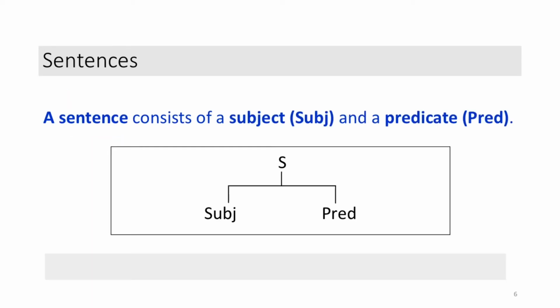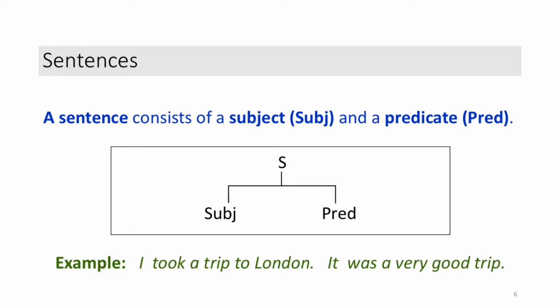Having discussed words and phrases, we are now ready to discuss sentences. A sentence consists of a subject and a predicate. Do you know what is the subject and predicate of these sentences?